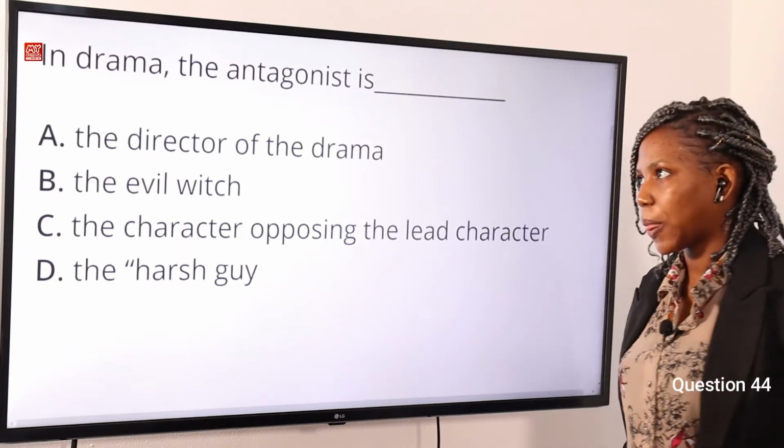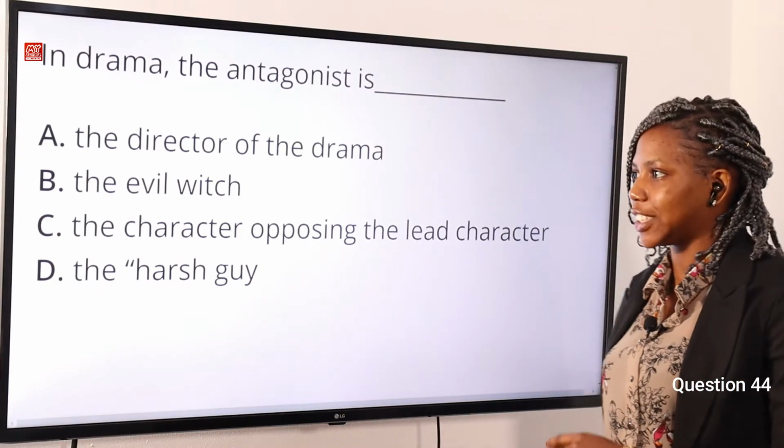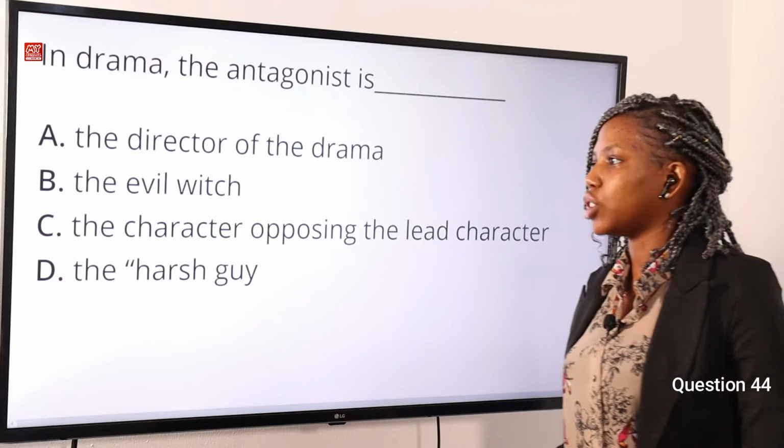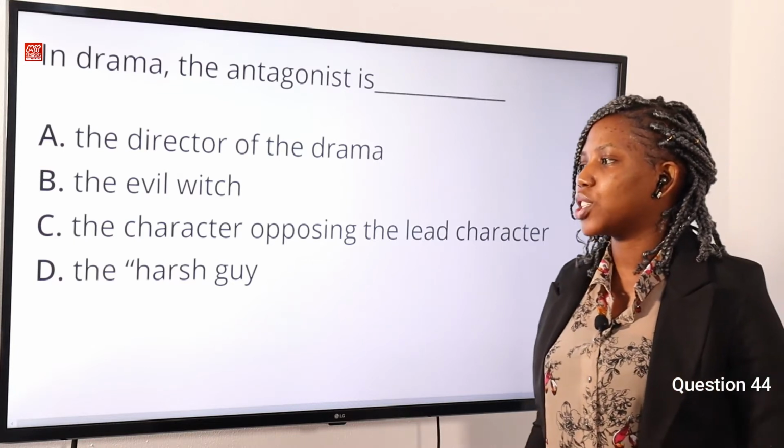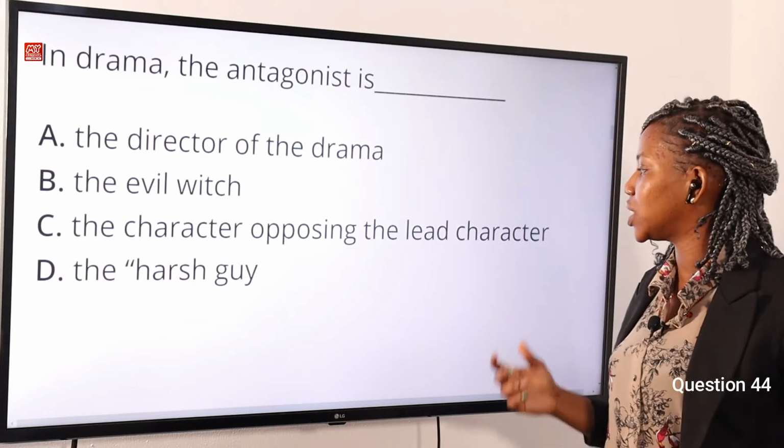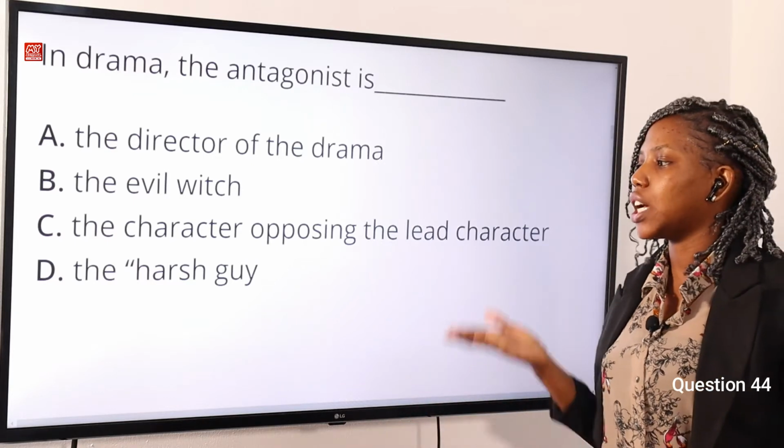Question 44. In drama, the antagonist is dash. Option A, the director of the drama. Option B, the evil witch. Option C, the character opposing the lead character. Option D, the ash guy.